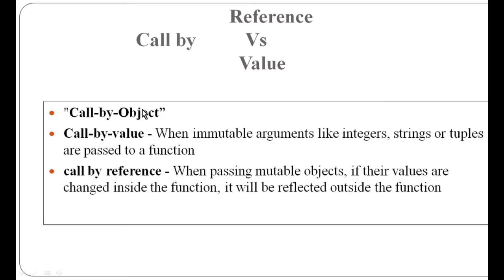But in Python, it is call by object. That means depending upon the object, it will be call by value or call by reference. When you are passing immutable arguments like integers, strings or tuples, then it will be call by value. When you are passing mutable objects, then it is call by reference. So if their values are changed inside the function, it will be reflected outside the function. That means you will be able to change the parameter when you are passing mutable objects.